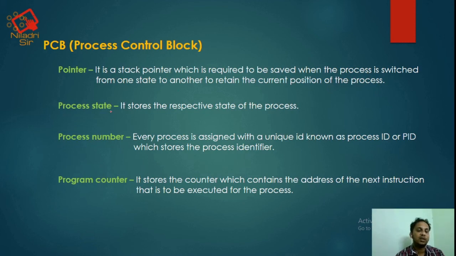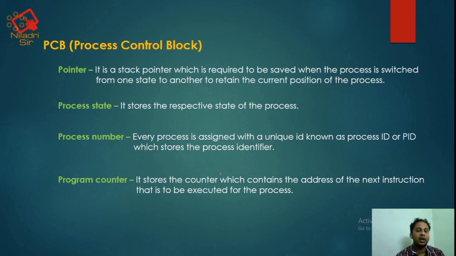Next one is process state. As I have told earlier, it basically stores the respective state of the process. At a particular time, it will store a particular state. Next is process number. Every process is assigned a unique ID, known as process ID or PID, by which we can identify a process uniquely.